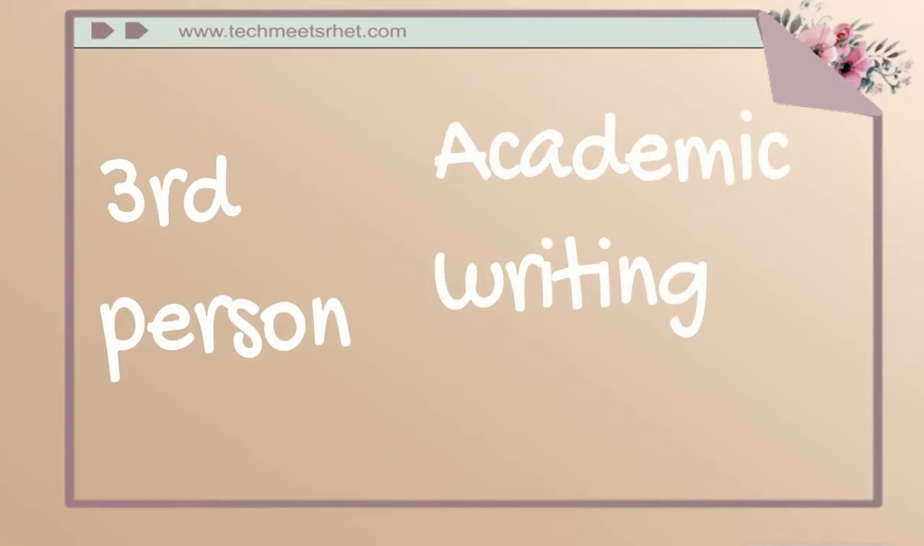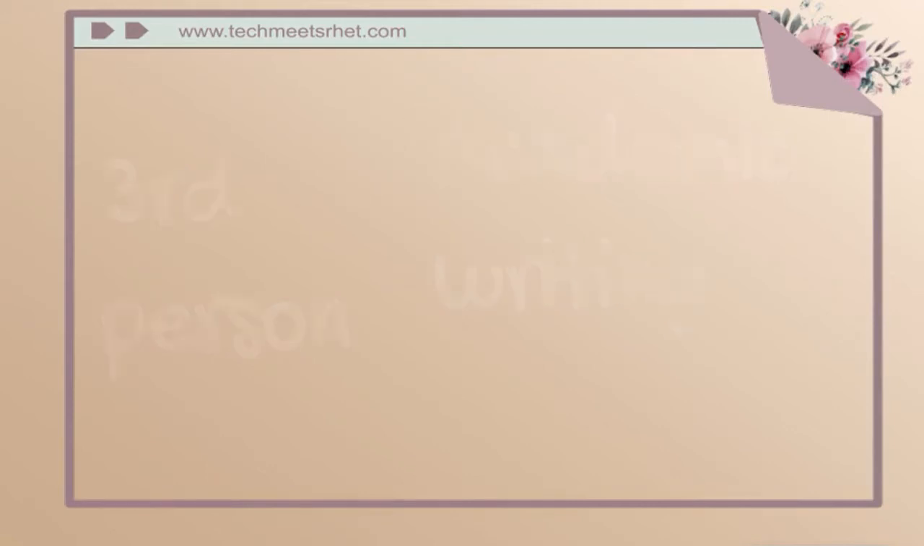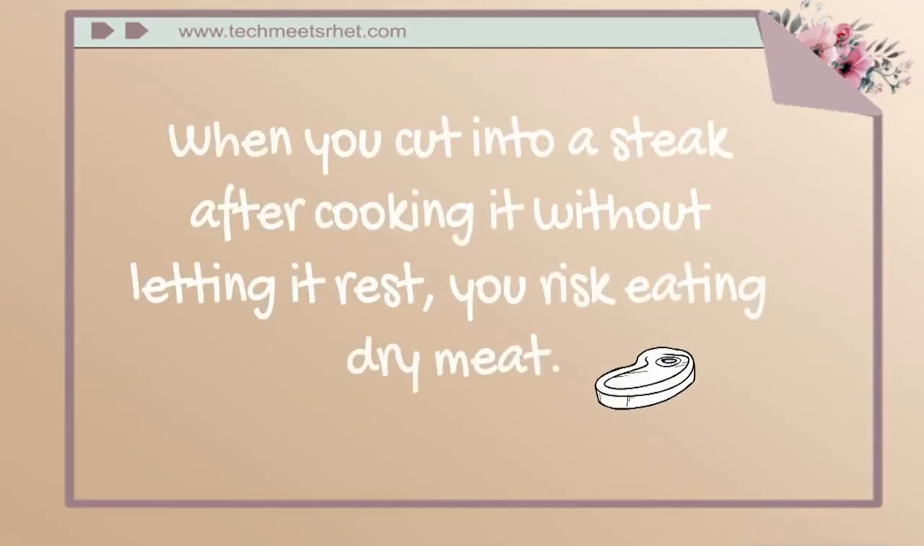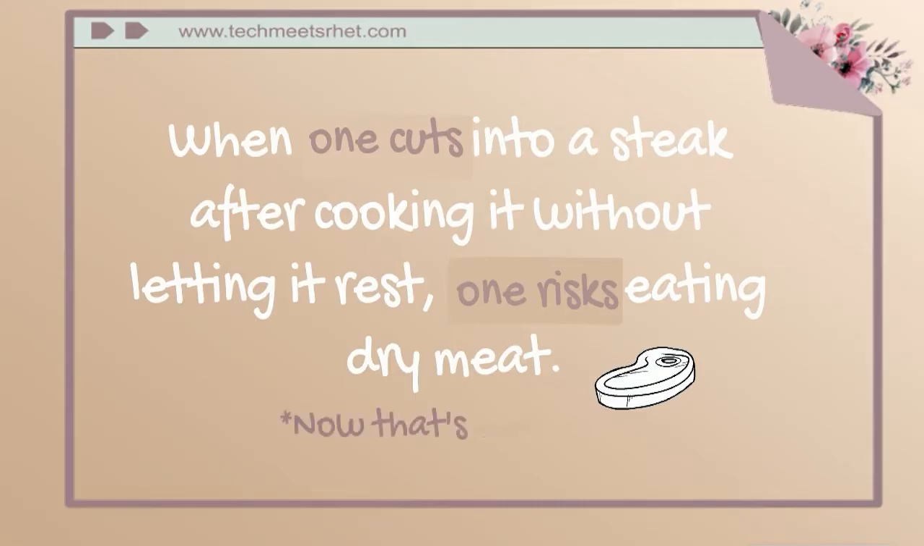For example, if I write, when you cut into a steak after cooking it without letting it rest, you risk eating dry meat. Someone who is a vegetarian or doesn't eat beef might be wondering why I would assume they do. Instead, use third person, one, ones, or people, etc. When one cuts into a steak after cooking it without letting it rest, one risks eating dry meat. Check out the handout in the description below if you need more examples.